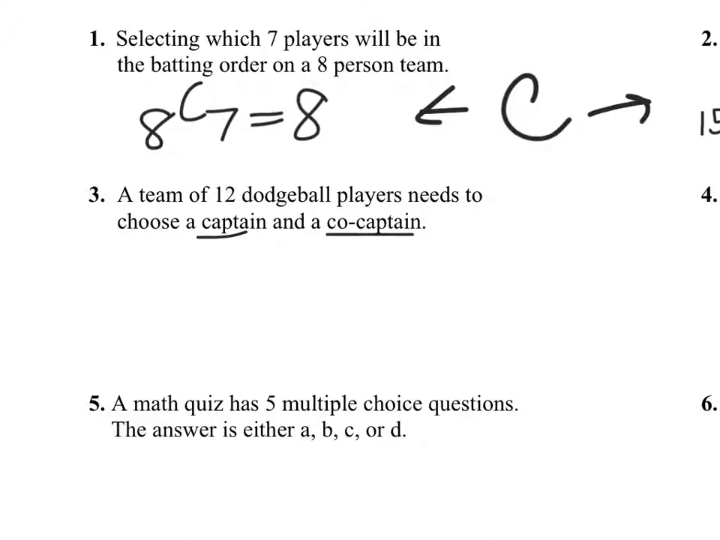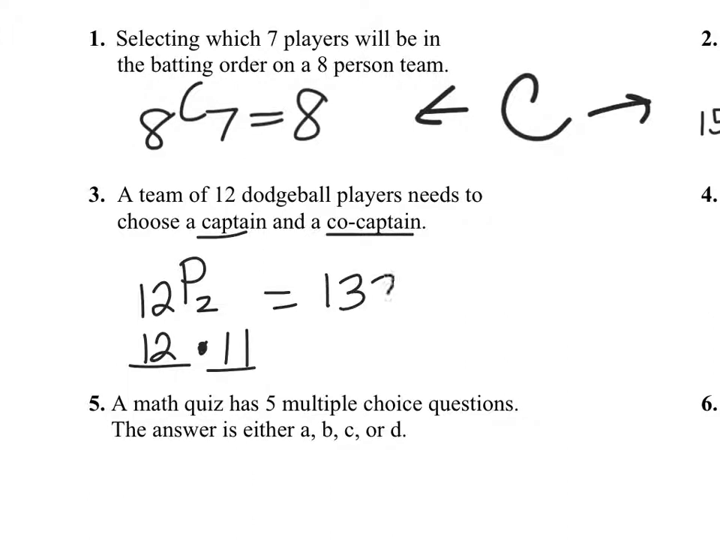Permutation. Out of the 12 dodgeball players, you're going to select 2 of them, but order matters here. The other way to look at it is to use the multiplication counting principle. I have 12 people that are qualified to be the captain. After I've chosen the captain, now there are 11 people that I could choose to be the co-captain. And both of these will give you the exact same answer. So you can say permutation or you can say multiplication counting principle. Either way, you get 132.